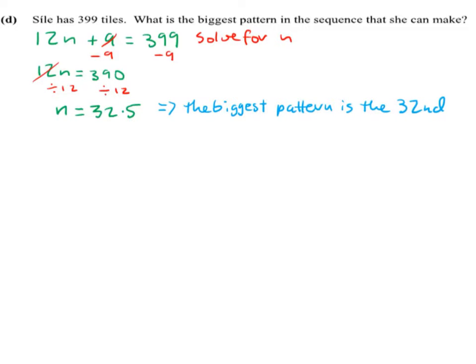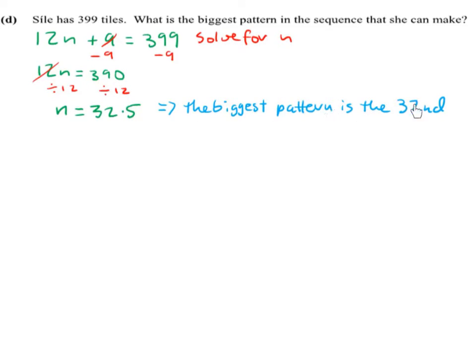Sheila has 399 tiles. What is the biggest pattern in the sequence that she can make? So again, we're going to use our nth term formula for this, which is 12n plus 9. And we're going to equal it to 399 because we're told that she has 399 tiles. Then we're going to solve for n. We're going to get rid of that plus 9 by minusing 9 from both sides, so that cancels out. Then we have 12n equals 399 minus 9, which is 390. Then we divide by 12 on both sides to get rid of that 12, and we get n equals 390 divided by 12, which is 32.5.